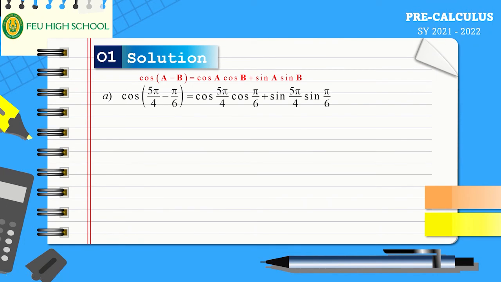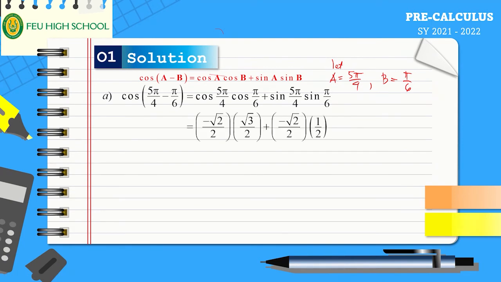So, substitute nyo lang. So, yung A natin would be 5 pi over 4. So, yun yung gagamitin natin. So, again, we let A as 5 pi over 4 and B as pi over 6. So, check nyo lang yung unit circle. The cosine of 5 pi over 4 is negative square root of 2 over 2. Cosine of pi over 6 is square root of 3 over 2. And then yung sine of 5 pi over 4 is negative square root of 2 over 2. At saka yung sine ng ating pi over 6 is 1 half.